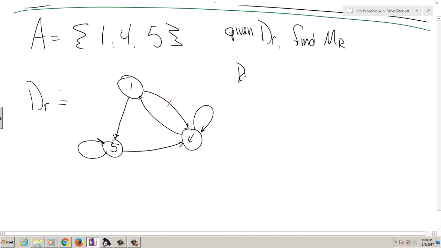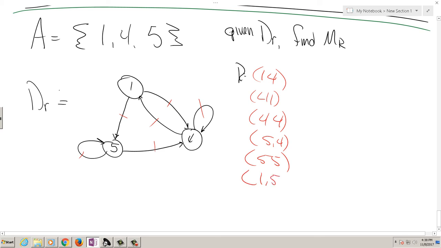This one is an arrow from 1 to 4. This one is an arrow from 4 back to 1. This one is an arrow from 4 to 4. This one is an arrow from 5 to 4. This one is an arrow from 5 to 5. And this one is an arrow from 1 to 5. Let me make sure that I get that right. So I'm going to double check. This is 1 to 4. This is 4 to 1. This is 4 to 4.